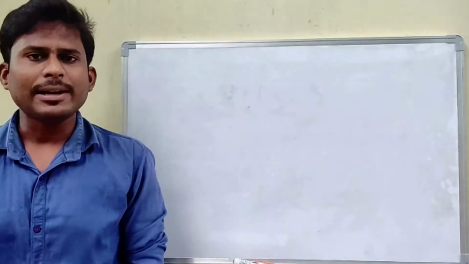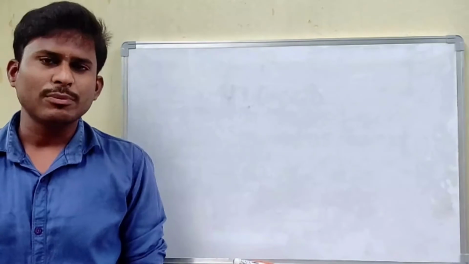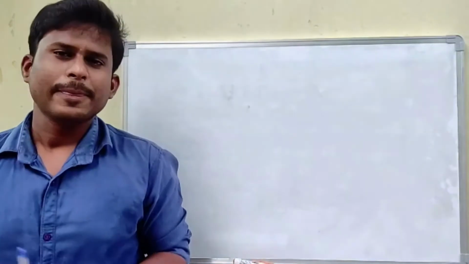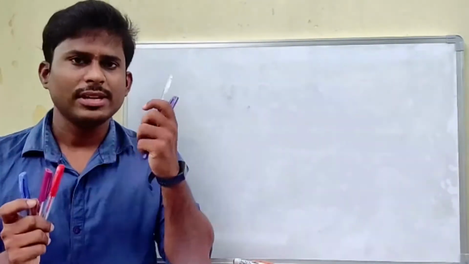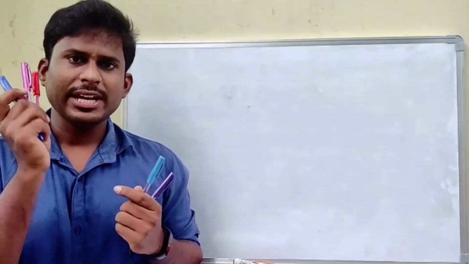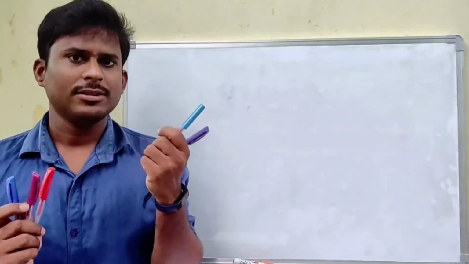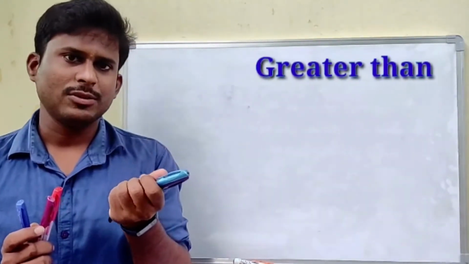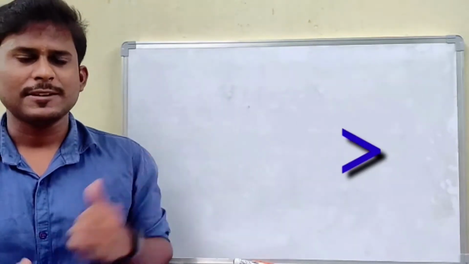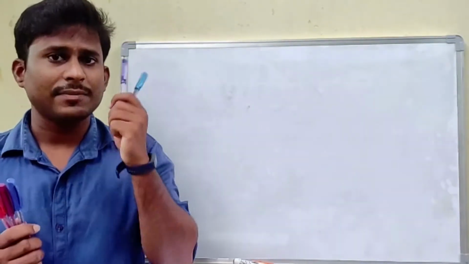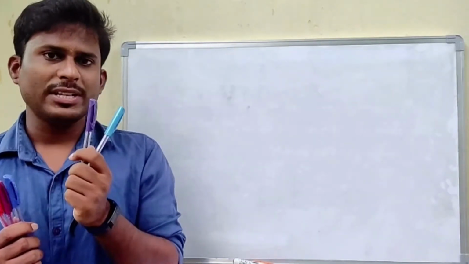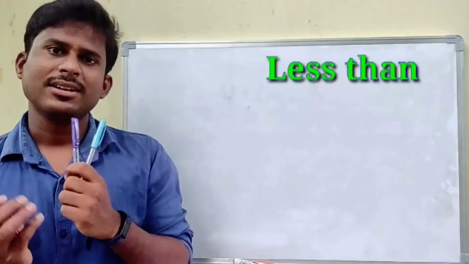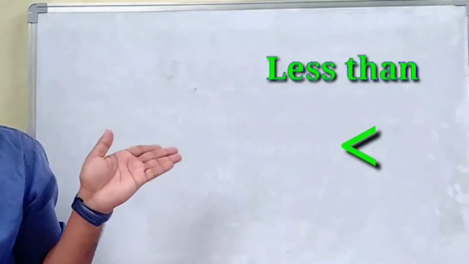So look children, while comparing these large numbers, we have some symbols to follow. If I take the same pens, look here, in my right hand there are 3 pens, in the left hand 2 pens. Right hand has more pens than left hand. So we can say that 3 pens is greater than 2 pens. So the greater than symbol is like this. When I compare my left hand with the right hand, the left hand side has 2 pens, which is less than the right hand.